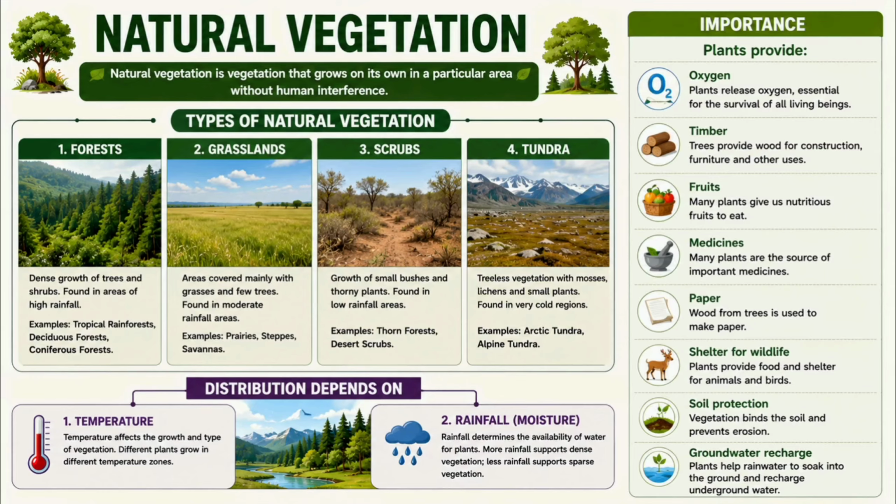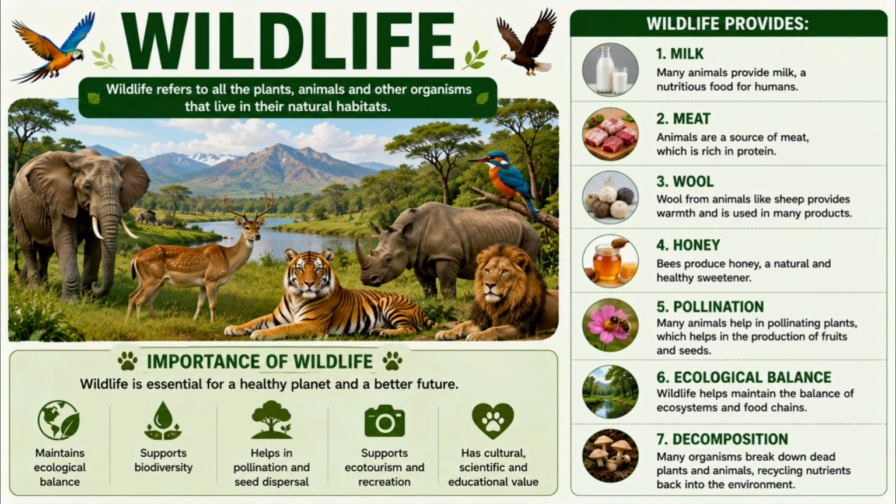Soil protection. Vegetation binds the soil and prevents erosion. Groundwater recharge. Plants help rainwater to soak into the ground and recharge underground water. Wildlife. Wildlife refers to all the plants, animals and other organisms that live in natural habitats. Importance of wildlife. Wildlife is essential for a healthy planet and a better future.